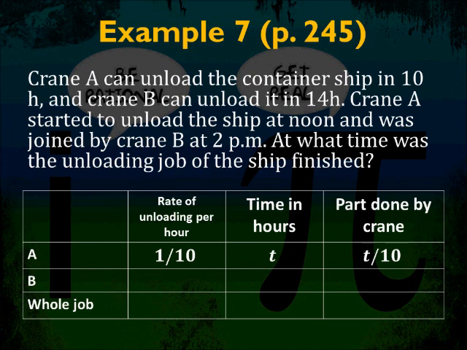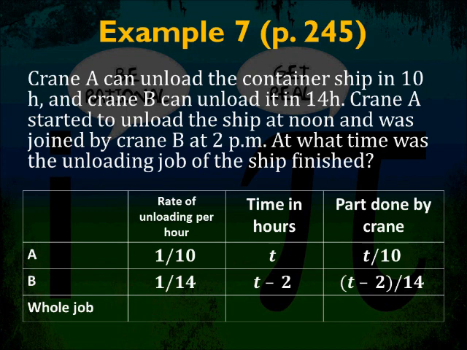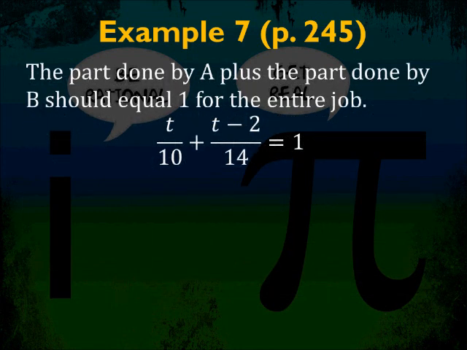Now for B, it goes at a little slower pace, 1/14, but it's worked for a little less time as well, T minus 2. So the part done by Crane B is T minus 2 all over 14. Now the whole job is basically one ship that needs to be unloaded altogether. So to set up an equation for these work problems, you basically add up A plus B and set it equal to 1. And there's your equation. The part done by A plus the part done by B should equal 1 for the entire job.